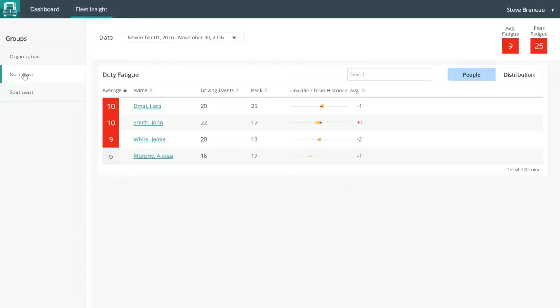So if I look at the Northeast group, what I see here is 3 of the 4 drivers have an average fatigue score that's above the threshold for this group. Obviously, that's a challenge. That would say either the threshold is too low for this group, and therefore it's not indicative of the kind of driving that they're doing, or we have a real fatigue education issue that we have to tackle, and that would be something that we want to understand. To learn more about that, I would want to look at each driver.